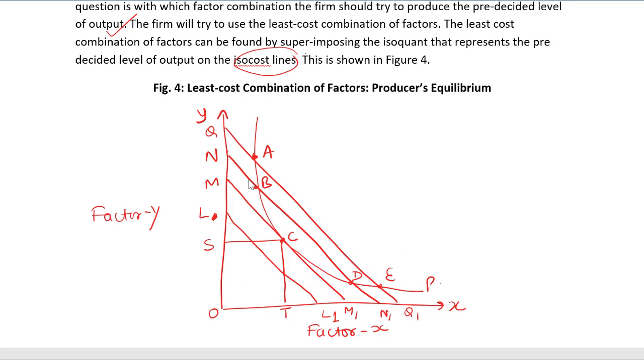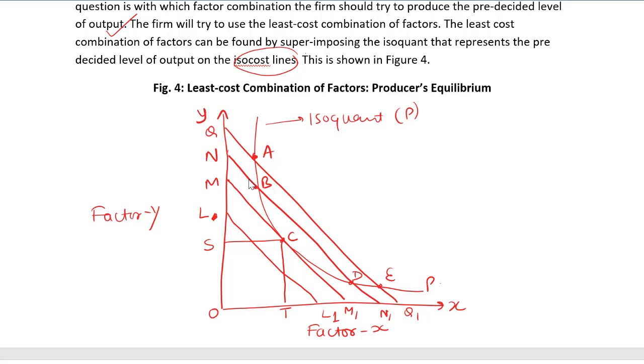Over here, if you could see, just suppose the firm has decided to produce 1000 units represented by isoquant P. This isoquant is named P. So these units can be produced by any factor combination lying on P, such as combination A, combination B, combination C, combination D, or combination E. All the combinations are possible because all of them lie on isoquant P.